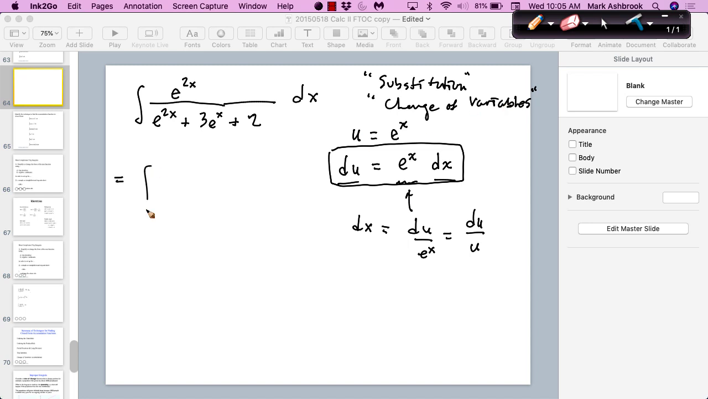So the numerator will be u squared. e to the 2x will be u squared. And we got another u squared down here, plus 3u plus 2 times du over u. What happens to this u here? It just gets multiplied into our rate function, right? So in terms of the function u, this u in the denominator is part of the rate function. So I make a simplification. I got u squared on the top and u in the bottom, which gives me u on the top.